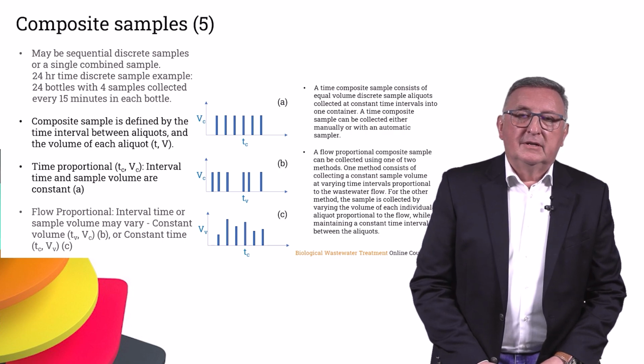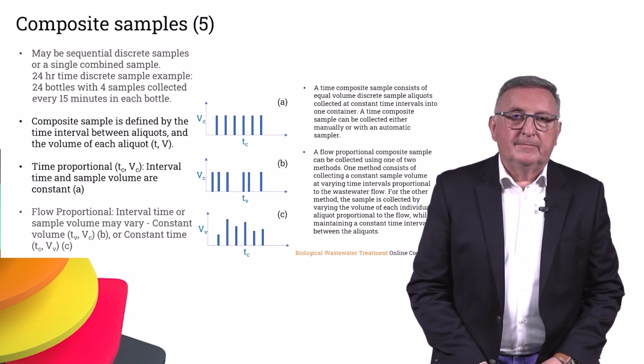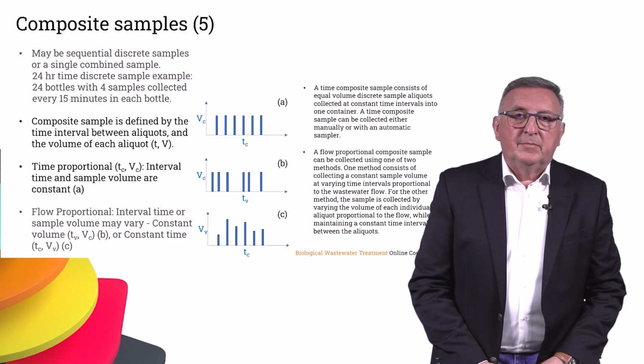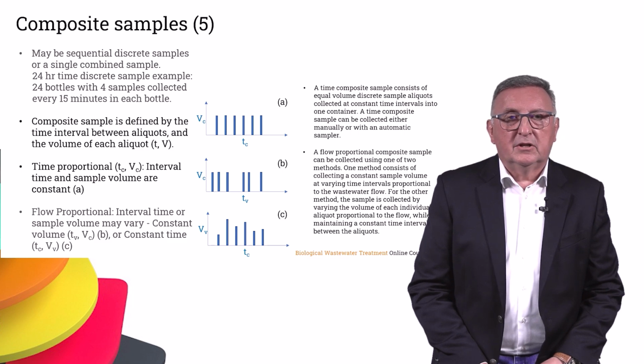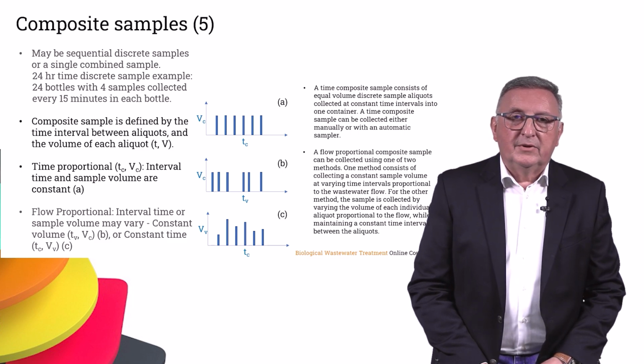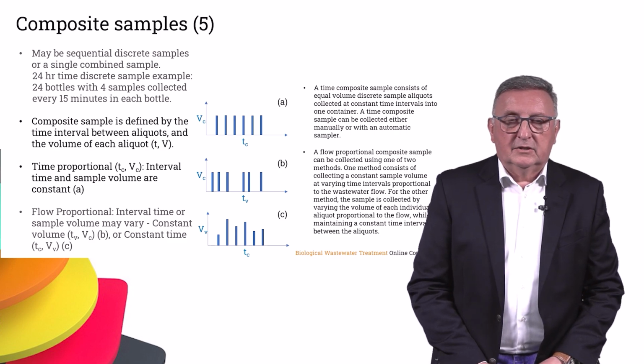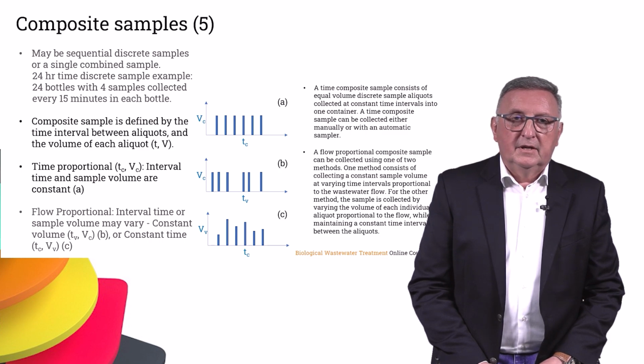Here I provide you a little more information about composite samples. Composite sample may be sequential discrete samples or a single combined sample. A 24-hour time discrete sample example is that we use 24 bottles with 4 samples collected every 5 minutes in each bottle. Composite sample is defined by the time interval between aliquots and the volume of each aliquot, T and V. Time proportional sample is the sample where interval time and sample volumes are constant.